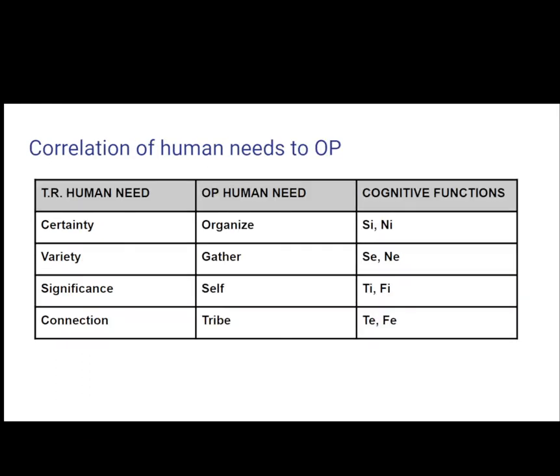So the first 4 of these human needs are found to correlate with cognitive functions in objective personality. In the left-hand column here are the human needs as Tony Robbins defines them. And this is the corresponding human need in objective personality. Objective personality uses a bit different terminology for them, but it's basically describing the same thing. So the human need of certainty by Tony Robbins is called the organized human need in objective personality. And it corresponds to the cognitive functions of SI and NI.